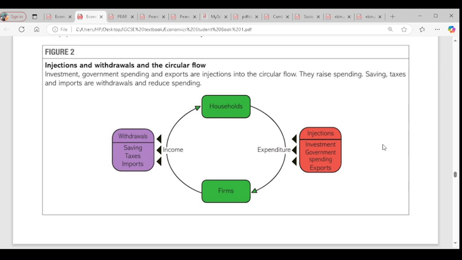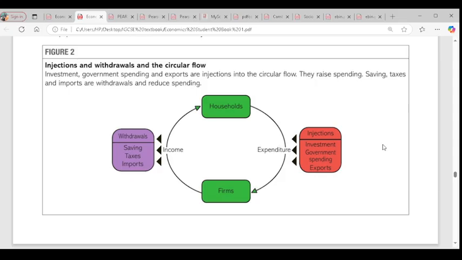So here I wrote, notice, investment, government spending, and exports are injections into the circular flow. They raise spending. So when there is injection, it increases the spending in the economy, and that means national income is increasing. So savings, taxes, and imports are withdrawals, and they reduce spending. I think the point is clear there. Then when injections are greater than withdrawals, national income will rise to reflect the greater spending. So national income increases when there is more injection than withdrawals. Do you get that? Yeah.